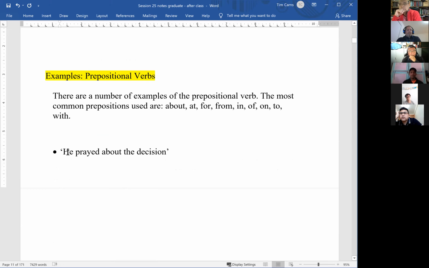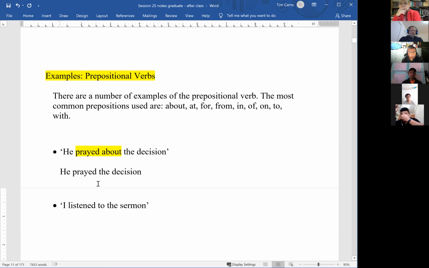So here are some examples. He prayed about the decision. "He prayed" is not the full idea being conveyed in this sentence. So the verb here is really "prayed about." The subject is "he," the object is "decision," and "prayed about" is the verb. So you wouldn't say "he prayed the decision." That would be an awkward way to say it in English. A person would understand you, but the better way to say it is "he prayed about the decision" or "prayed for the decision." Let me give you another one. I listened to the sermon.